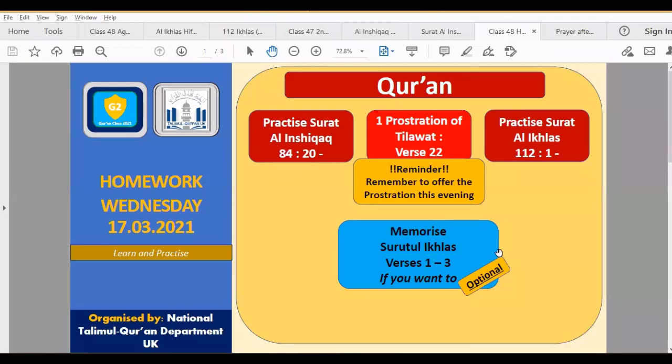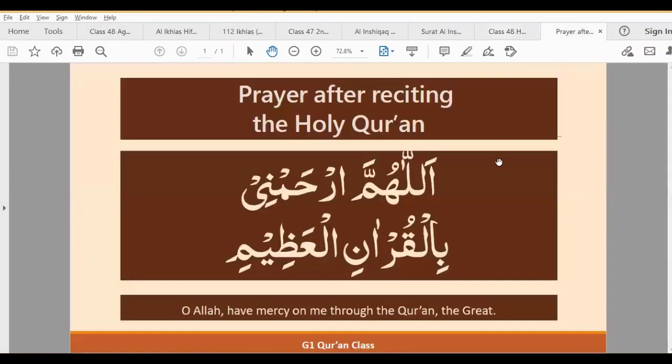Okay, so that's your homework for today's class, and this will be posted on the WhatsApp group for parents. So that's your homework for today's class. Please make sure that you do it, and we will end with our prayer after reciting the Holy Quran. If you could have a student on the mic, please.